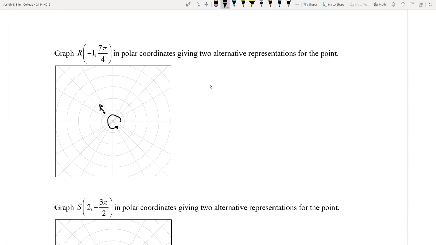Again, we want 2 alternative representations. One thing that we can do here is add a rotation. So we can take 7 pi fourths and add 2 pi, which is 8 pi fourths. If we add those together, we get 15 pi fourths. And we know that that's going to be 1 full rotation plus a bit, and then we'll jump back through to R.